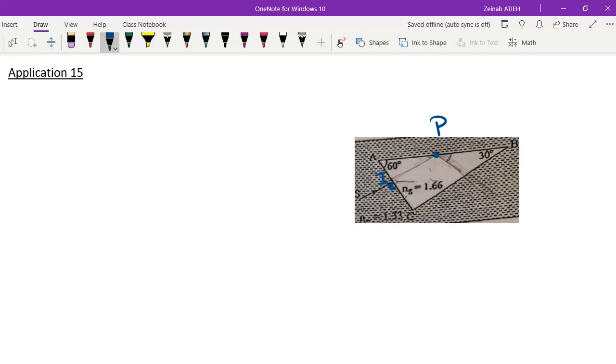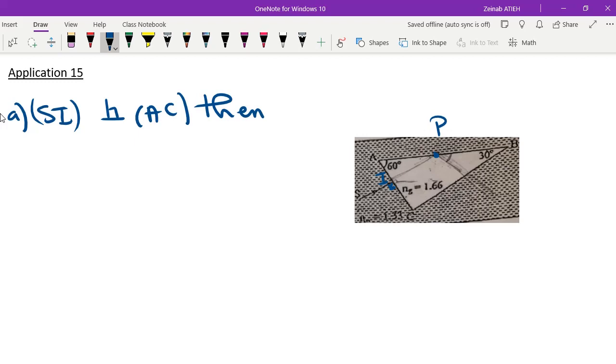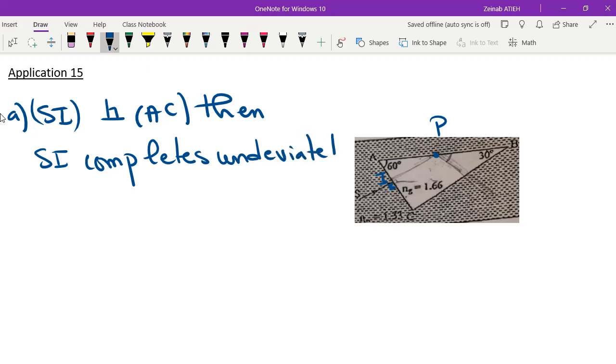First, SI is perpendicular, so this is part A. Okay, it's part A. SI is perpendicular to AC. Then SI completes undeviated. It is normal incidence, so it does not refract. Okay, it reaches point B.